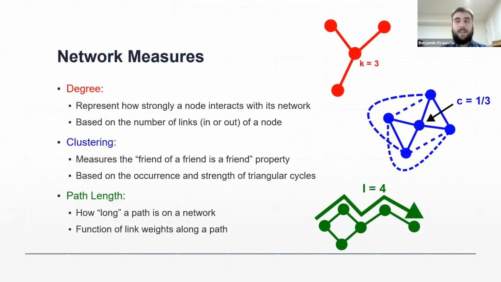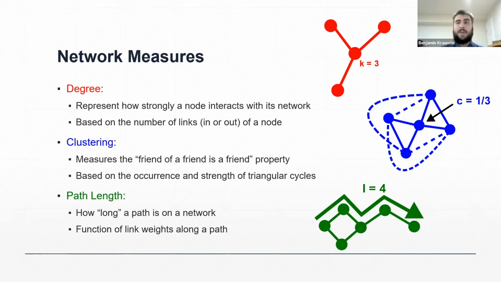So to talk about these networks, we define network measures, and I'm going to talk about 3 in this presentation. The first is degree. It represents how much a node participates in the network, and in its simplest form, it's just the count of the number of edges on a node. This can be either in or out for directed networks.